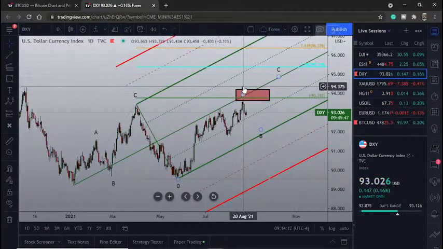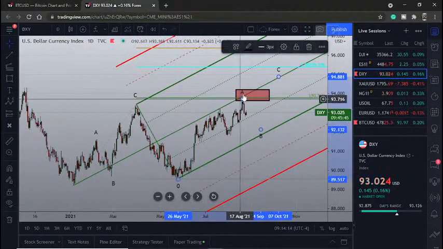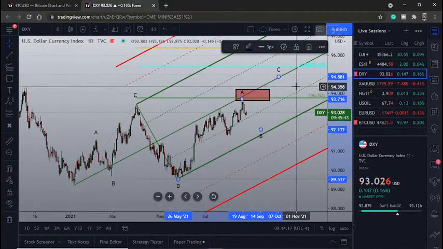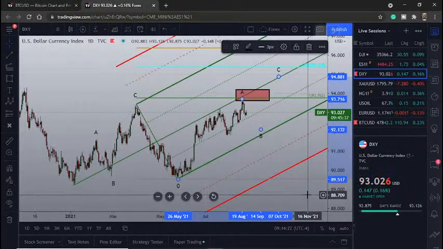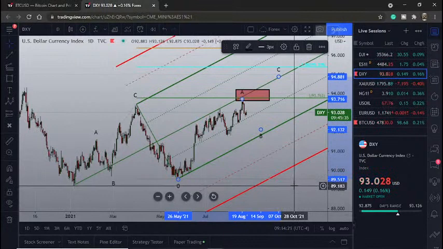So that's my projection. I think we might have seen the end of an A wave with a B wave to follow and another C wave higher to complete a WXY pattern, and then see a much larger move to the downside that could potentially take out the lows that were set in January this year.